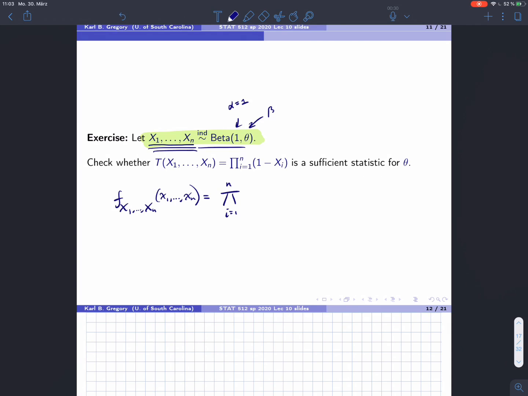Okay, so remember the beta PDF, if I have alpha equal to 1 and beta equal to theta, it's going to be gamma of 1 plus theta over gamma of 1 times gamma of theta, then x raised to the 1 minus 1, times 1 minus x raised to the theta minus 1. This x term is just equal to 1. So here I have theta plus 1 over gamma of theta, and here's 1 minus x to the theta minus 1.